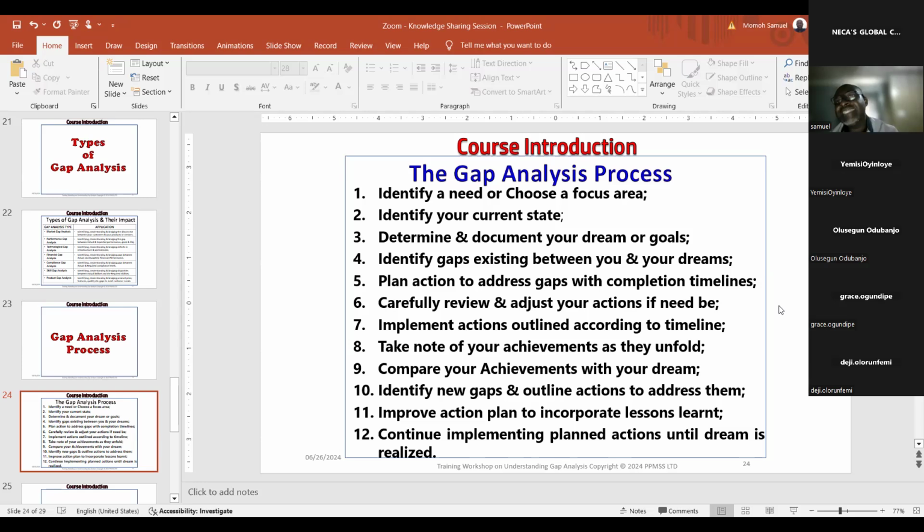The answer you got was no. So you now need to compile a list of certification bodies that offer certification in the area of health and safety in Nigeria. And then you weigh them, look at the pros and the cons.